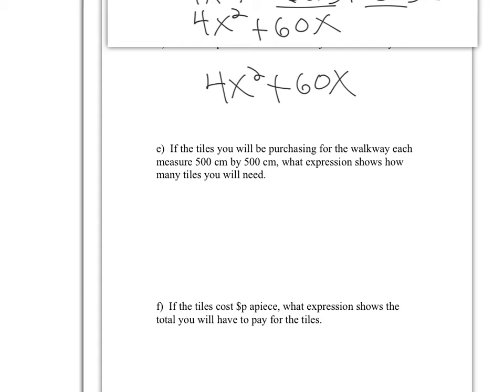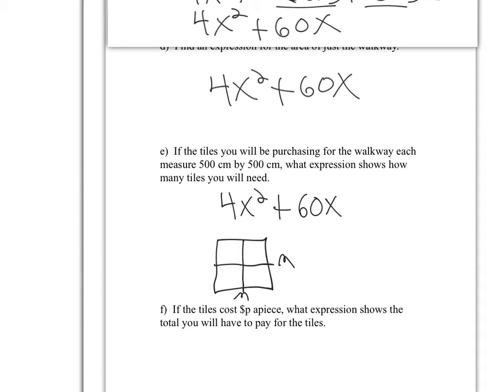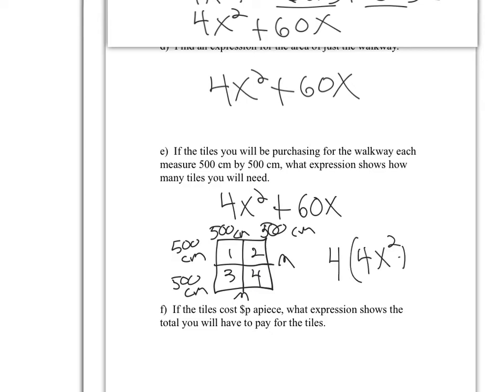Well, we know that the number of square meters of tiles we need is 4x squared plus 60x. But each square meter, so a meter by a meter, can be divided into 4 tiles, each of which is 500 centimeters by 500 centimeters. In other words, half a tile. So we get 1, 2, 3, 4. So if we take the number of square meters and multiply it by 4, that'll give us how many tiles we need. So we get this, and then when we expand, we get 16x squared plus 240x.